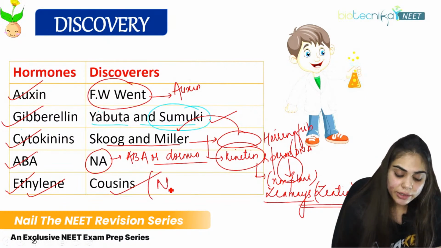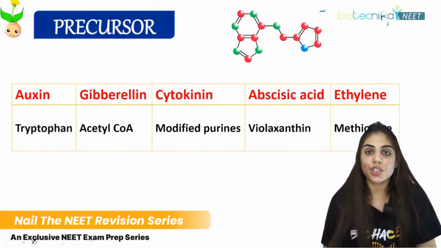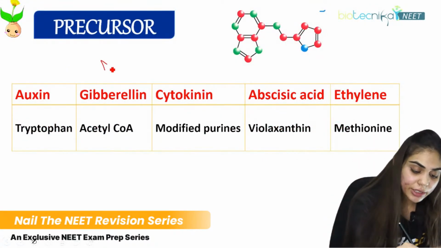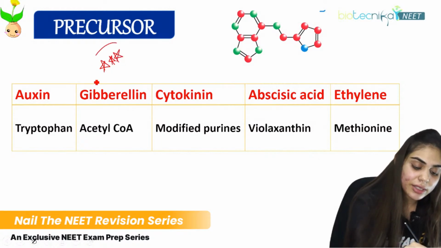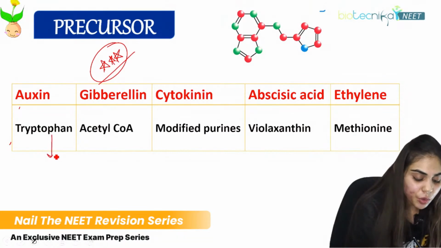Cousins, what is this? It is a name, not the brothers' kind of cousin. It is going to Cousins. So what are the precursors for these hormones? Very important slide. You should mark a 3-star mark for this. So for auxin, it is tryptophan. What is tryptophan? It is an aromatic amino acid.